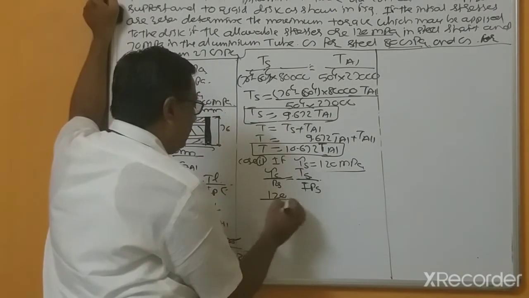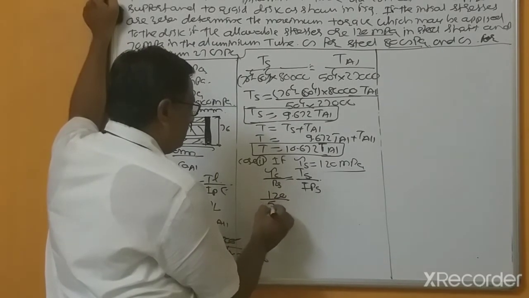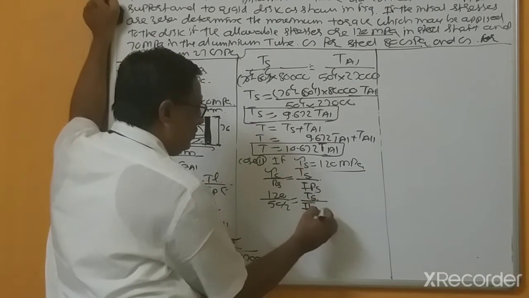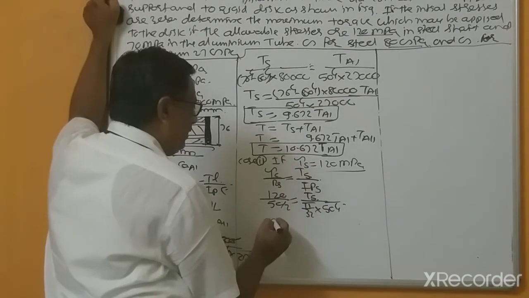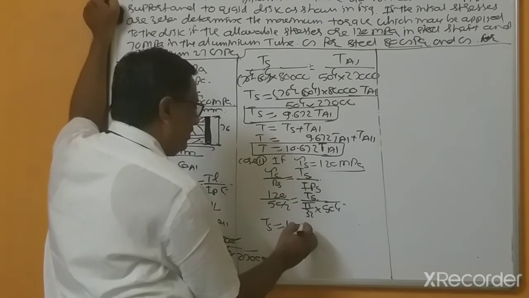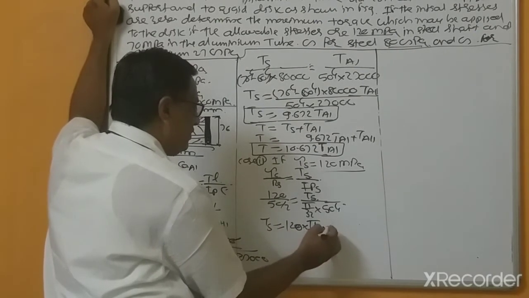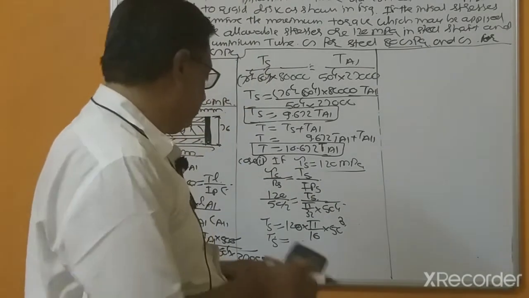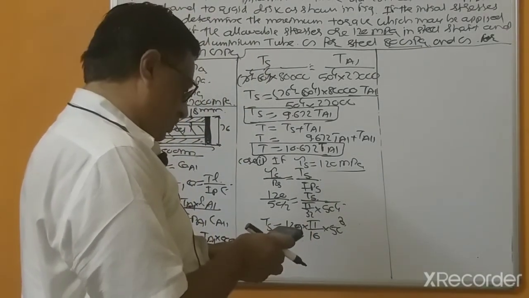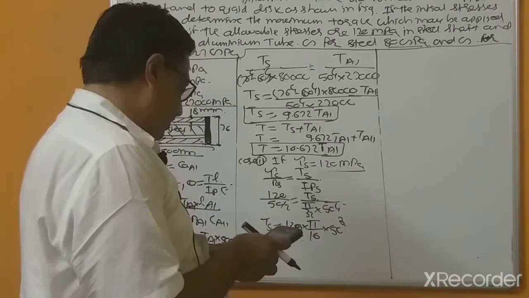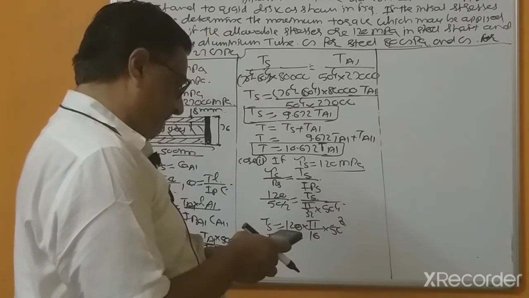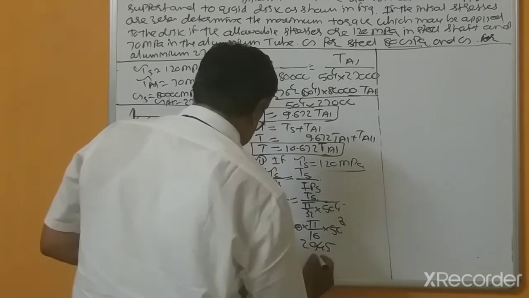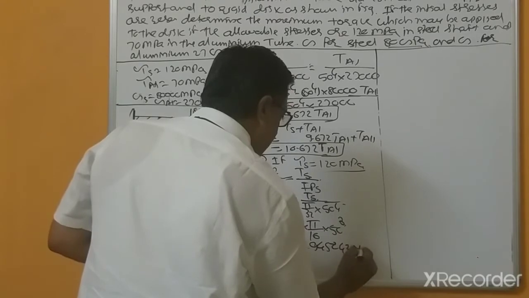So this is 120. Now steel shaft means this is 50 divided by 2, and this is Ts pi by 32, 50 raised to 4, or Ts equal to 120 multiplied by pi by 16, 50 cube. Ts equal to 120 into pi divided by 16, this is equal to 294,243 Newton mm.